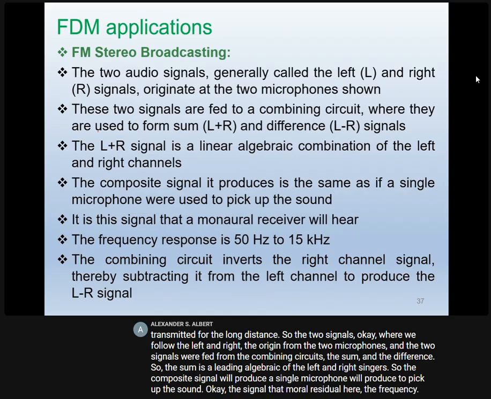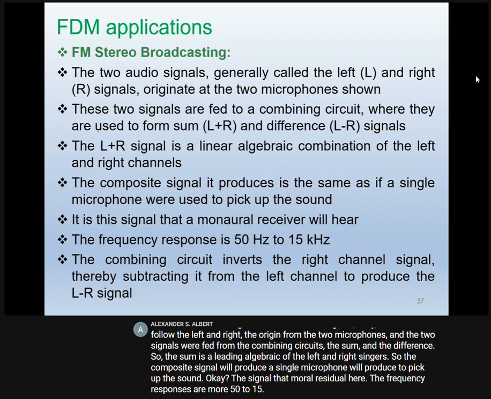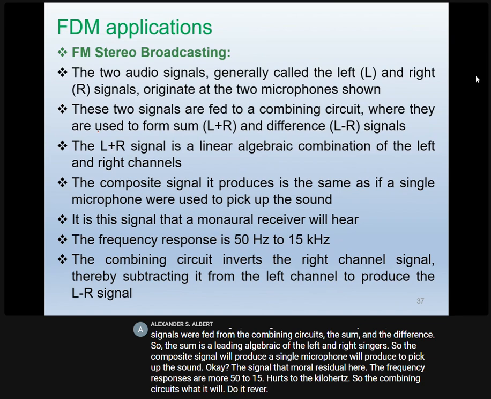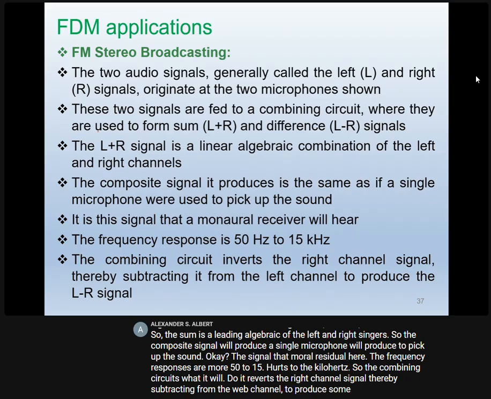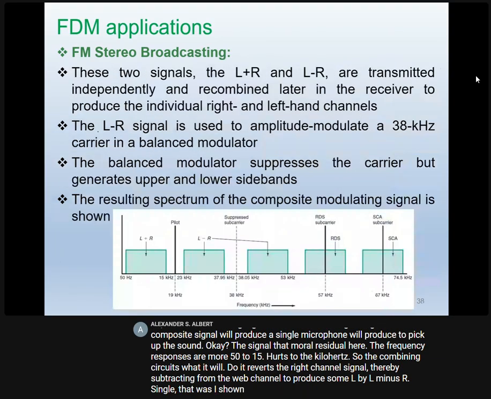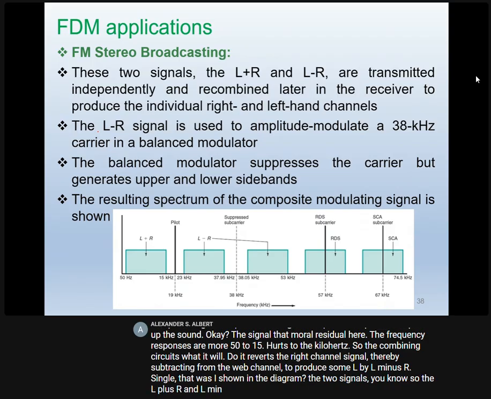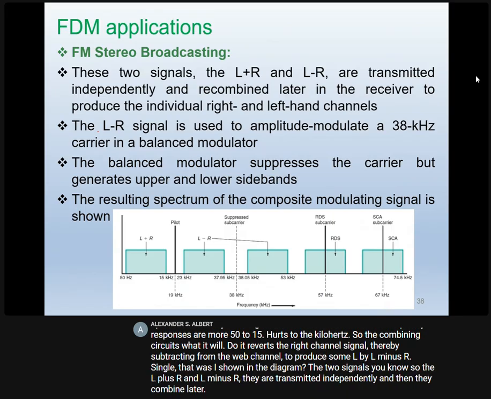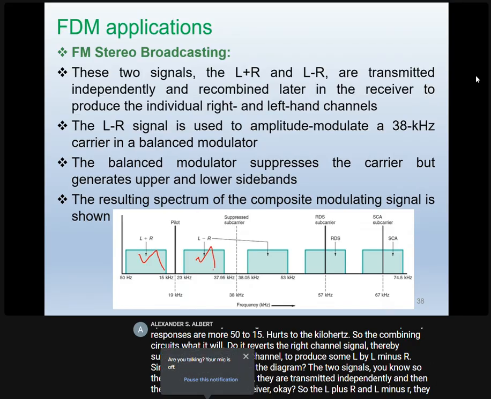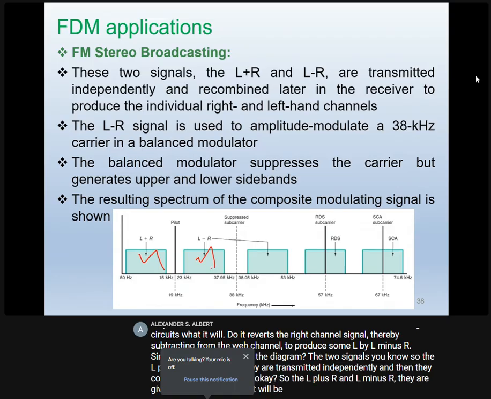The frequency response is about 50 hertz to 15 kilohertz. The combining circuits invert the right channel signal, thereby subtracting it from the left channel to produce the L minus R signal, as I showed in the diagram. The two signals, L plus R and L minus R, are transmitted independently and then combined later in the receiver. So the L plus R and the L minus R are given separately, whereas they are combined at the receiving end. So what is meant by L minus R?